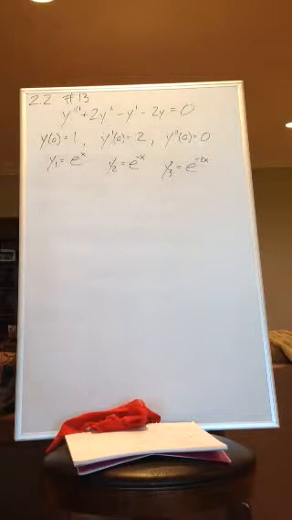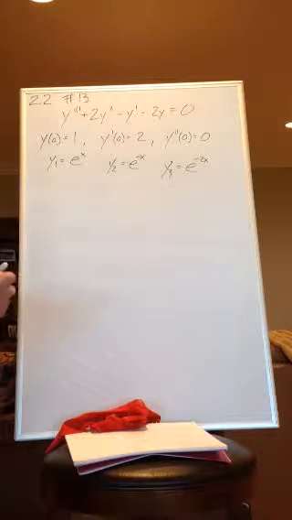Hello, and I'm John Rutger, and I had problem 13 from section 2.2. In this problem we are given a third order homogeneous linear equation and three linearly independent solutions are given. All the problem is asking us is to find a particular solution satisfying the given initial conditions, which I wrote right here.